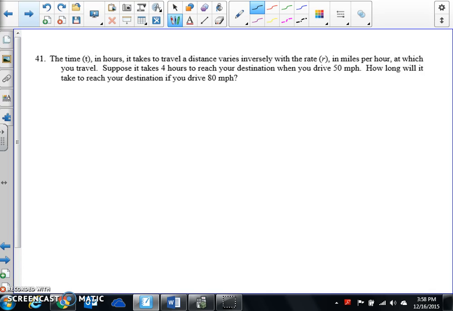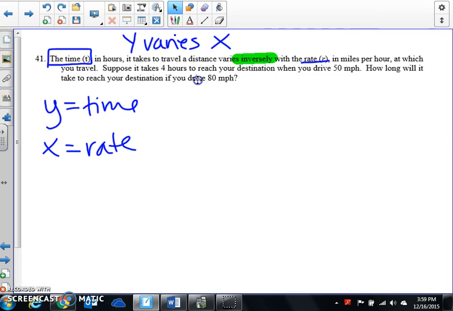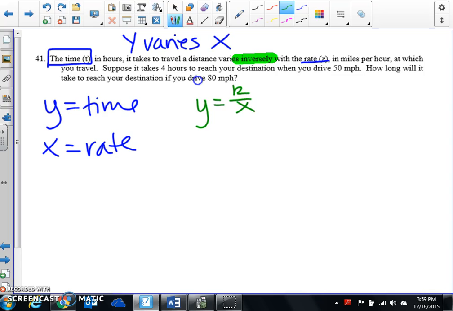All right. The time in hours it takes to travel varies inversely. So I see this inversely. I highlight. First of all, y always varies. So y varies with x. Okay? So I should have a y equals and an x equals. Y is time. It's the first thing it told me. The second thing they tell me is rate. So x is going to be rate. Now I write my inverse equation. Y equals k over x.